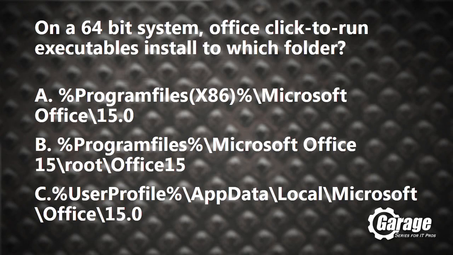But before we start, as is tradition, we're going to do today's trivia. On a 64-bit system, Office Click-to-Run executables install to which folder? Is it A, B, or C? Stay tuned at the end of the show for the answer.